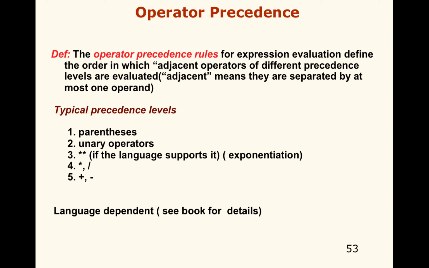So operator precedence, and those operator precedence rules we looked at before the midterm when we talked about ambiguous grammars. The definition of operator precedence rules are for expressions. The evaluation defines the order in which the adjacent operators of different precedence levels are evaluated. Adjacent means that they are separated by at least one operand. So what order are we going to do them in? That would be what you learned in math, where you did parentheses first, unary operator second, exponentials if the language supports it, multiplication, division, and then on the last of the list, the lowest level is going to be the plus and the minus. This is language dependent.